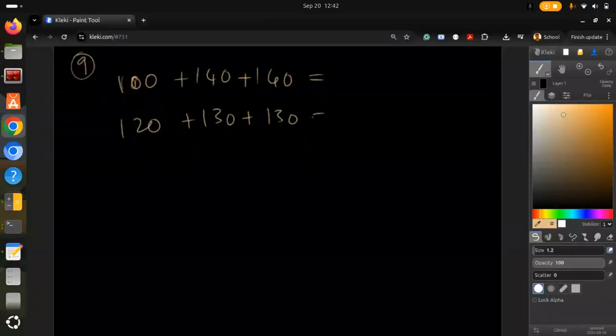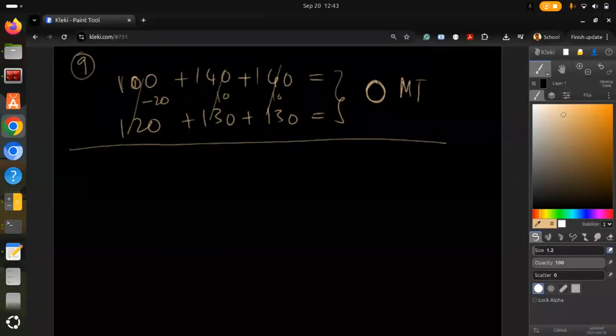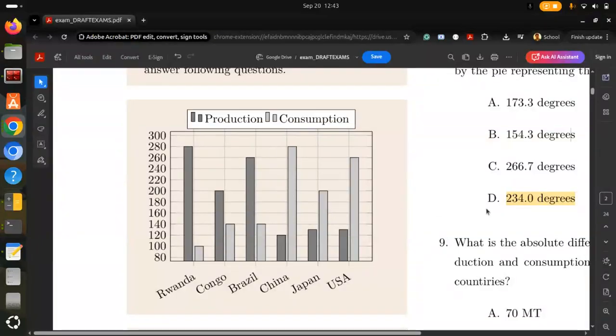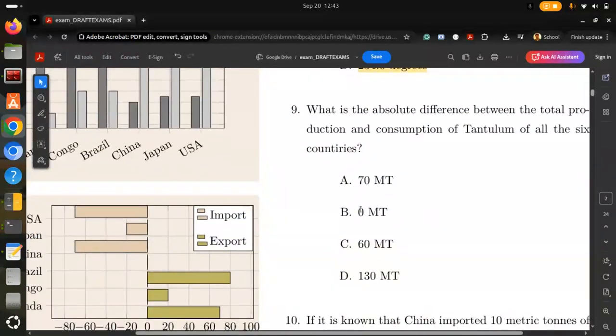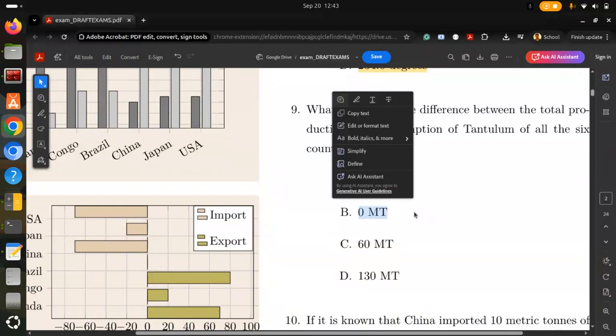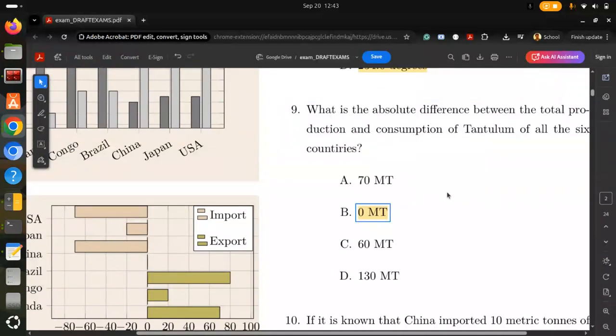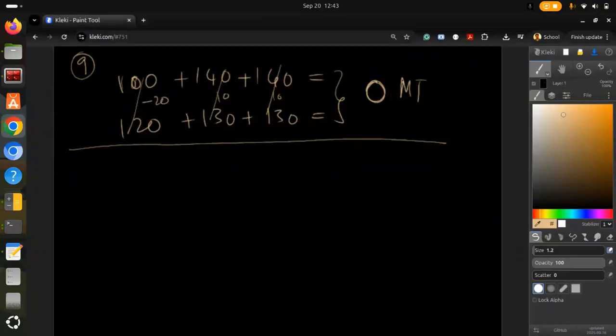Again, if you notice, here 10 is the difference, here 10 is the difference, here 20 is the difference in the reverse way. So therefore, it is minus 20 plus 10 is the difference. So overall, the absolute difference of both of them is becoming zero. So 0 metric ton is the absolute difference between the production and consumption. That is the answer for the ninth question. Again, we have the answer here as the option B. That is my final answer. So the ninth option is B.